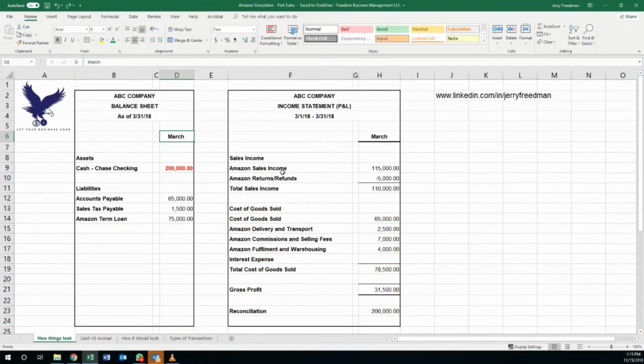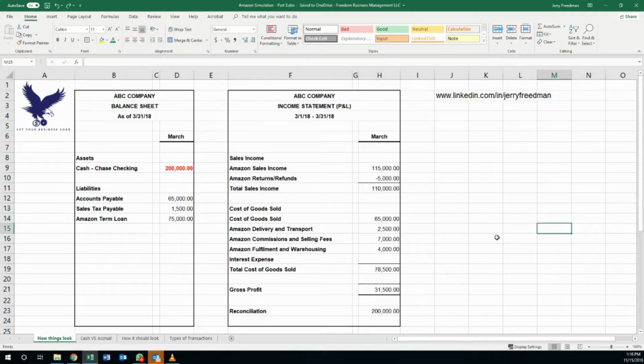Now on to our example with our Amazon business. We're going to continue with the similar example as we've used in the past. Here is where we left off from last example. In the prior two videos, we discussed grossing up Amazon sales and recording refunds and returns and Amazon fees correctly. We also discussed some of the balance sheet accounts and recording those correctly, like sales tax payable and Amazon term loans. So this is where we left off.